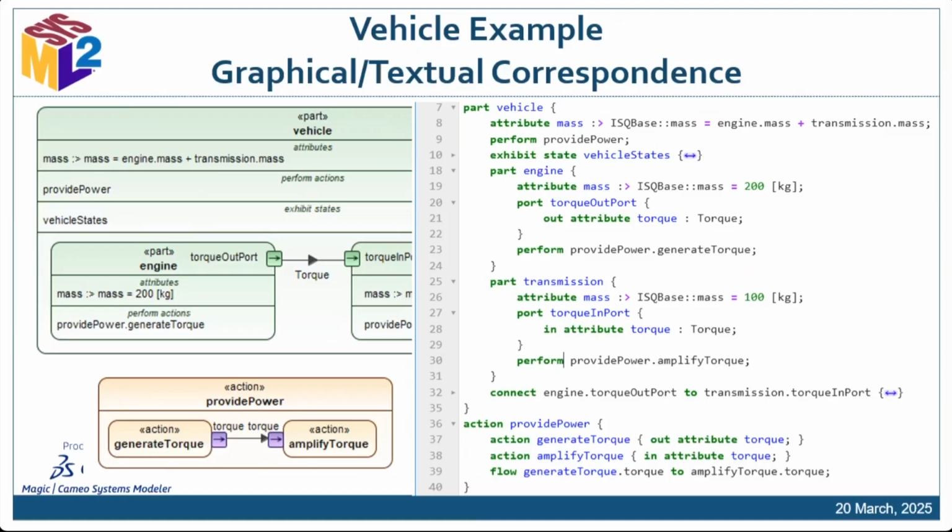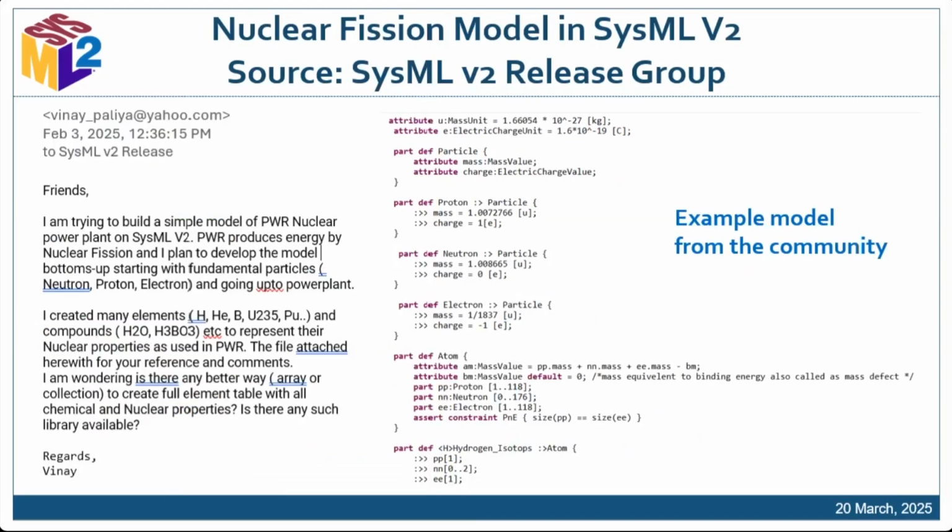So I just wanted to show one more, and let me check my time. Okay. I just pulled this example off of our SysML v2 release group, and it's a snippet of a model, and this is the person who wrote it, Vinay Palia. I don't know him, but I just pulled it off because I was kind of intrigued by the example. He says, I'm trying to build a simple model of a PWR nuclear power plant. That's a pressurized water reactor.